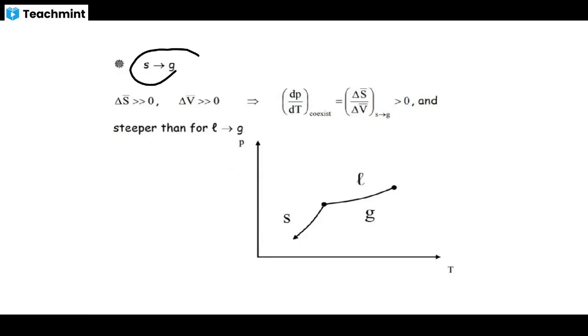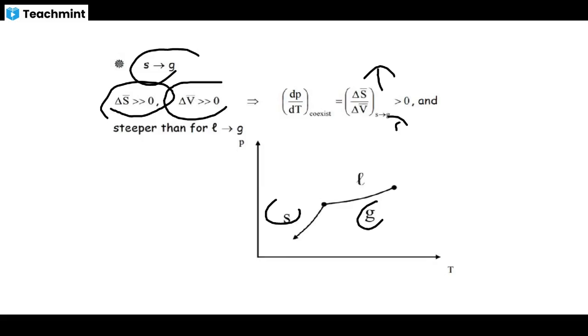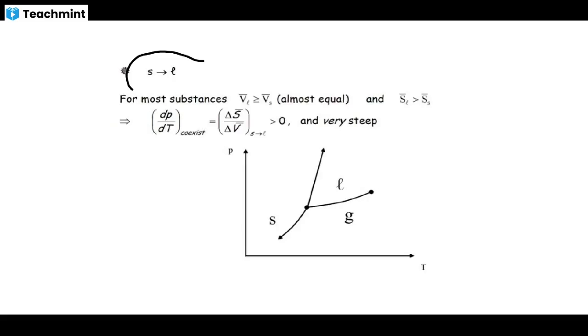When you take solid to gas, the entropy changes very much, because in the solid the entropy is very small, as the particles are arranged very orderly. The volume change is also very large. So here it is very positive and very high, and this is also very high. Then you get a steeper line, a very steep line, steeper than the liquid-gas line. So this line is like this, and it is useful for solid, liquid and gas.